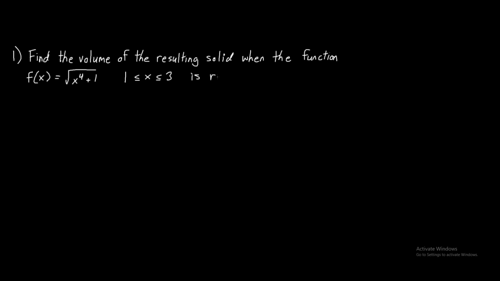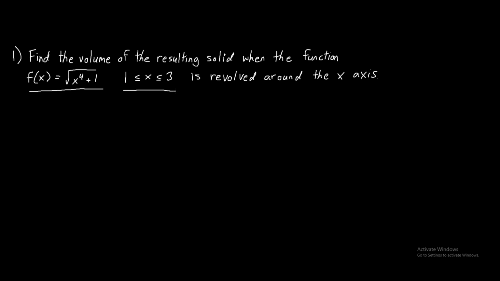Okay, so we want to find the volume of the solid that results when we take the function f of x equals the square root of x to the fourth plus 1 on the interval x from 1 to 3, and spin that around the x-axis. We're going to take our 2D shape, spin it around the x-axis, and it's going to give us a 3D shape instead.